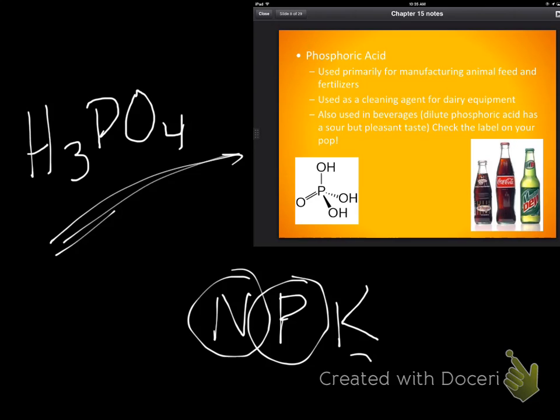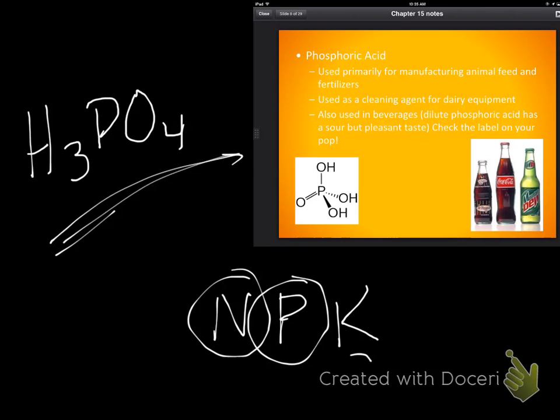Phosphoric is also used on dairy farms, if anyone knows somebody who has a dairy farm or has ever been to one. If you drive up north on 7, you go to Baker's. Dairy farms are subject to milk inspections. Somebody comes through once every 6 months, the milk inspector, and they look at the cleanliness of your facilities because you're producing a food product.